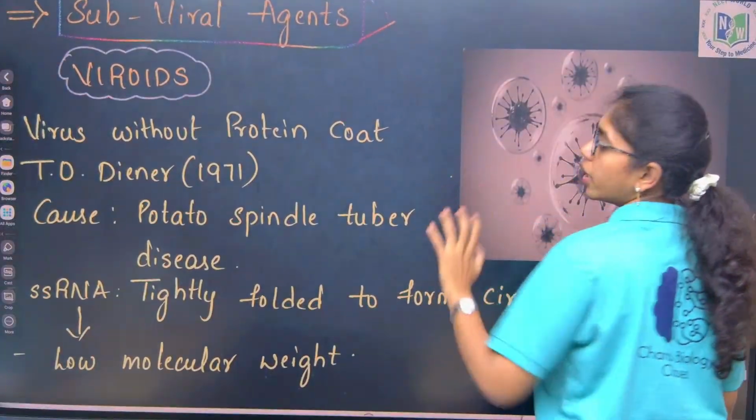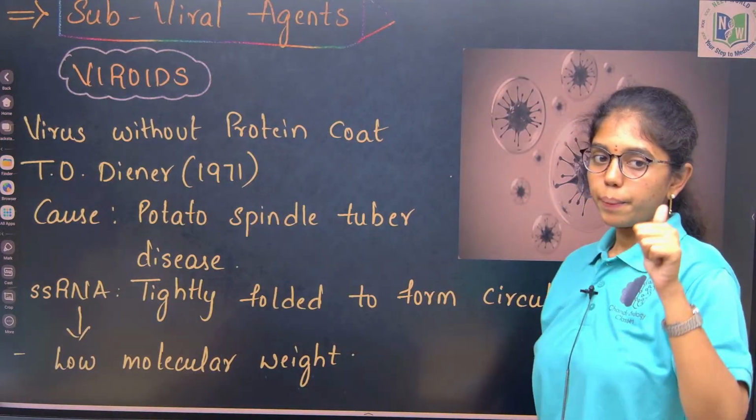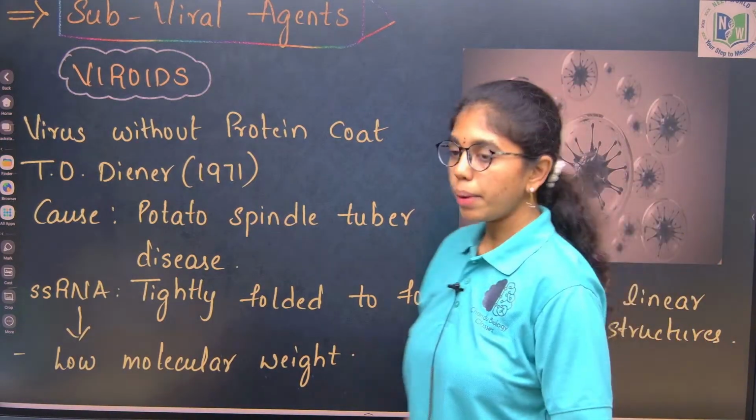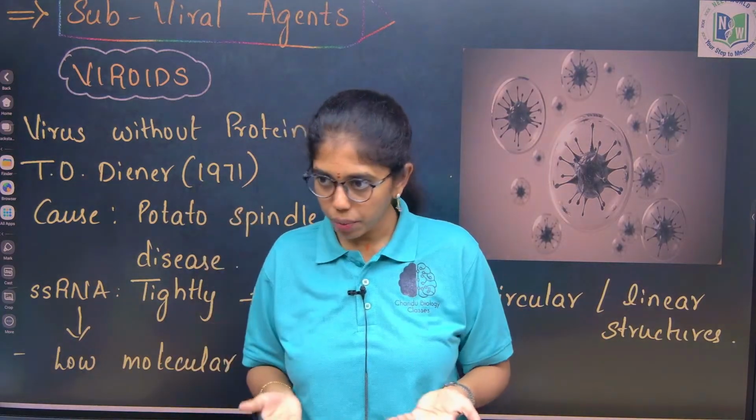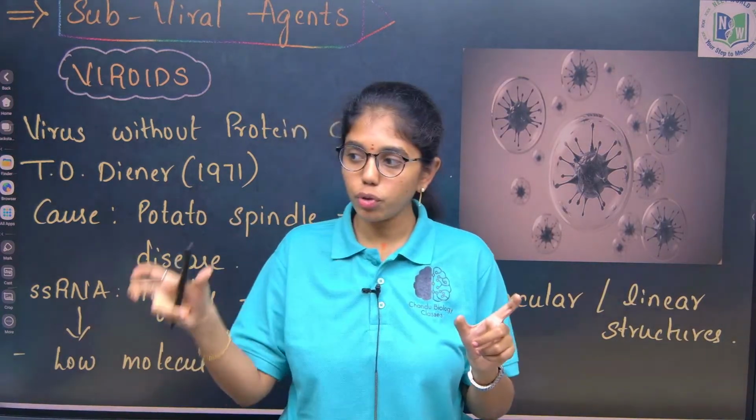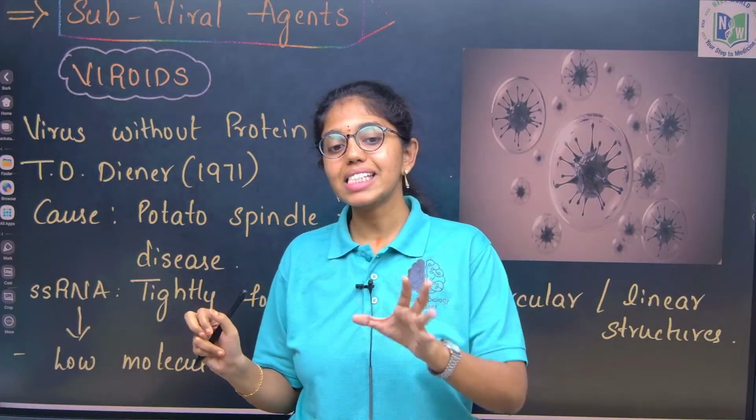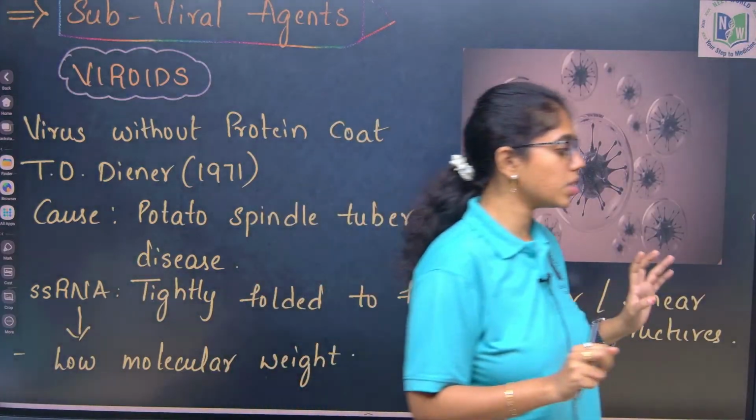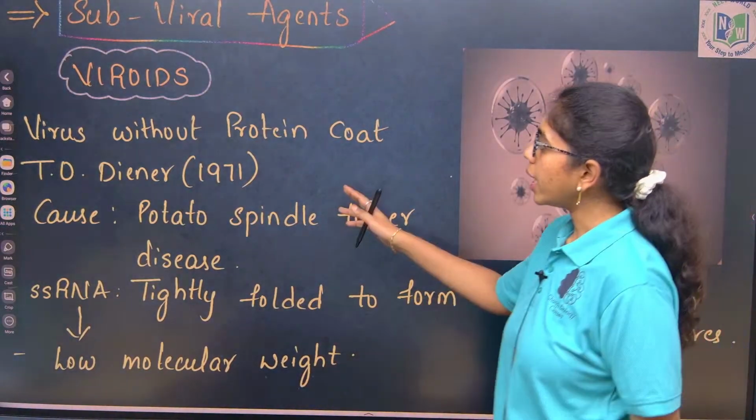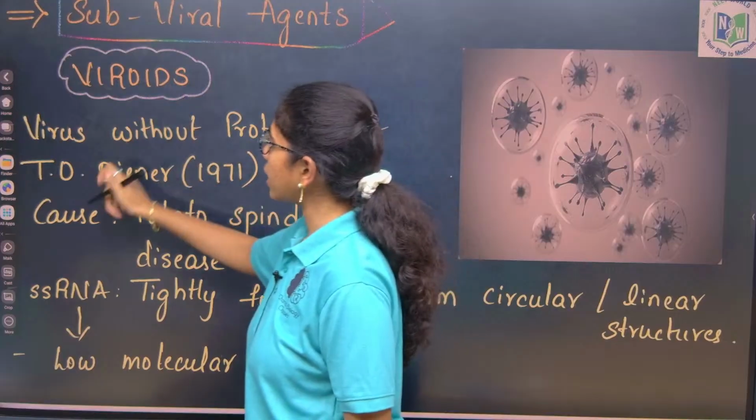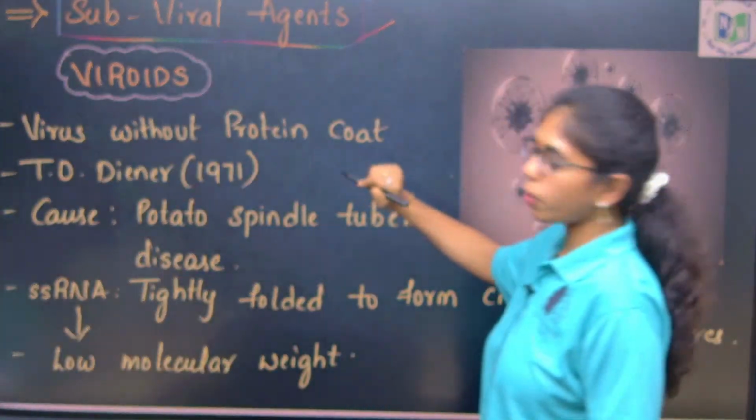Subviral agents include viroids and prions. Remember, prions means abnormally folded proteins. You can remember easily, no? Prions, abnormally folded proteins. Viroids are just having genetic material, that is single stranded RNA. So here if you see, viroids are nothing but viruses without protein coat.